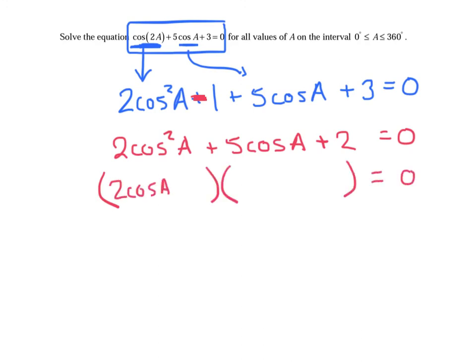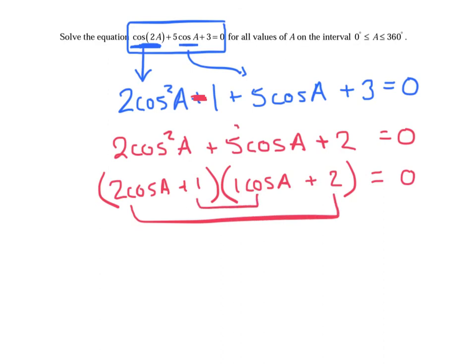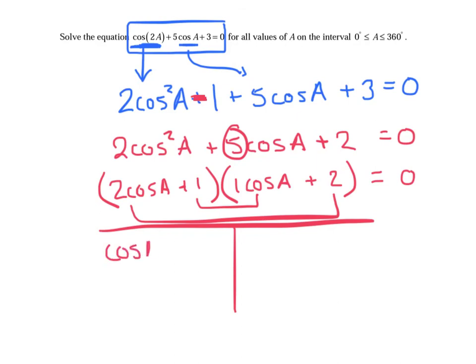a times 1 cosine of a. I don't really need the 1 there. I'm going to throw a plus 2 here and a plus 1 there so that my outer plus my inners add up to 5. We're good to go. We tee this rascal up. We're going to get cosine of a equals negative 1/2. And then we're going to get cosine of a equals negative 2. That one doesn't exist. Curve never has a height of negative 2.